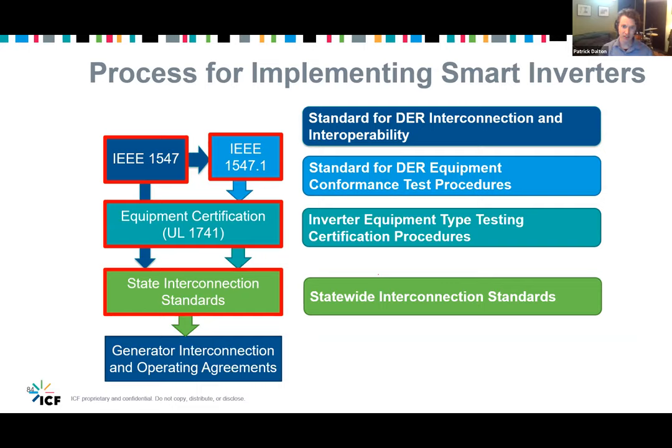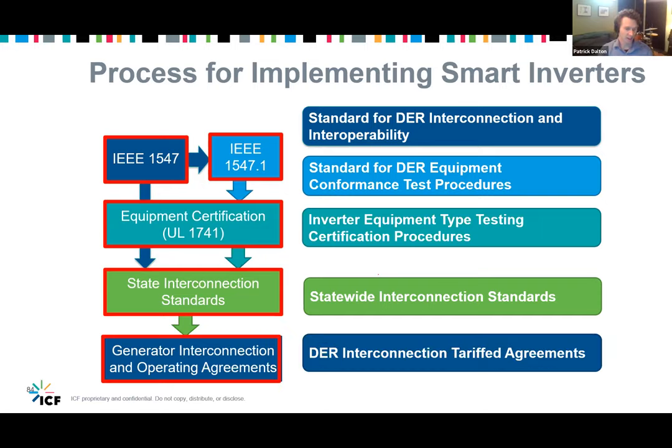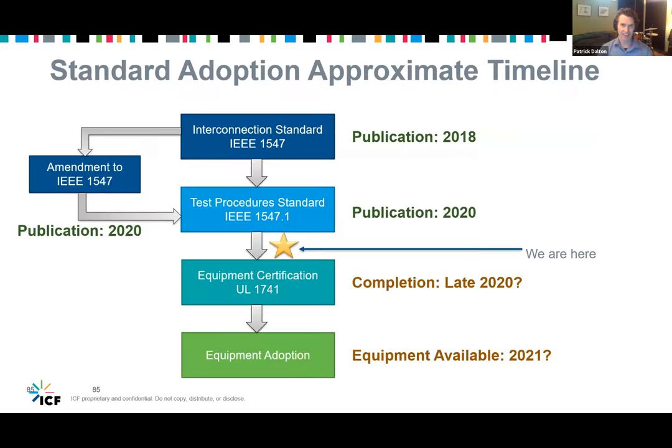And then state standards would adopt this standards framework and say, okay, we're just going to follow this for all DER installed. And then finally, the individual interconnection agreements and operating agreements would define that's what needs to be followed for a specific installation. Looking at the standards adoption timeline, we're sort of where the star is right now.